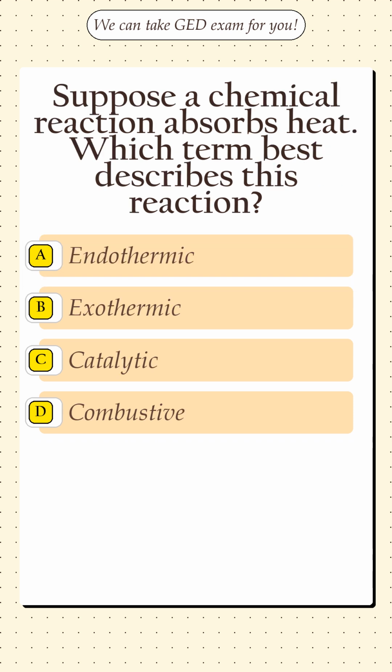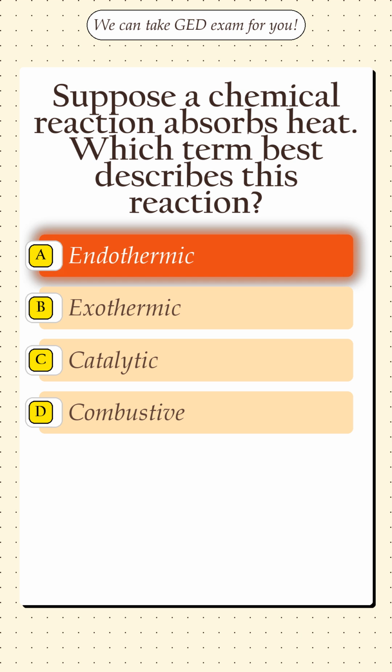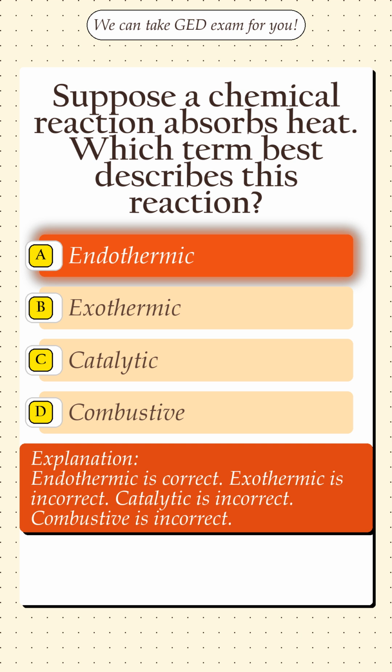Question 2. Suppose a chemical reaction absorbs heat. Which term best describes this reaction? Option A, endothermic. Option B, exothermic. Option C, catalytic. Option D, combustive. The correct answer is option A, endothermic. Endothermic is correct. Exothermic is incorrect. Catalytic is incorrect. Combustive is incorrect.